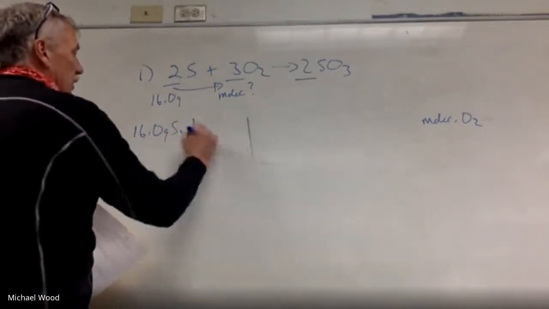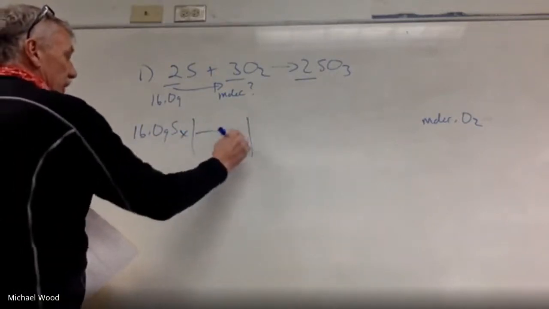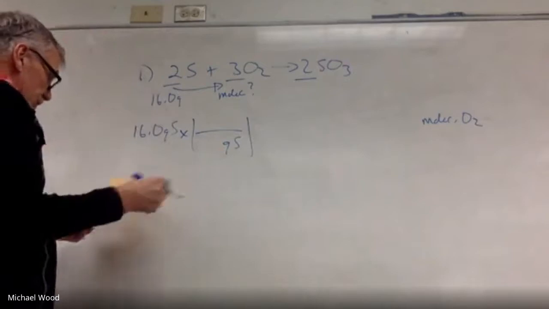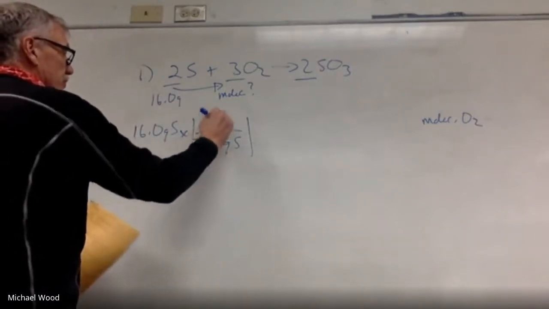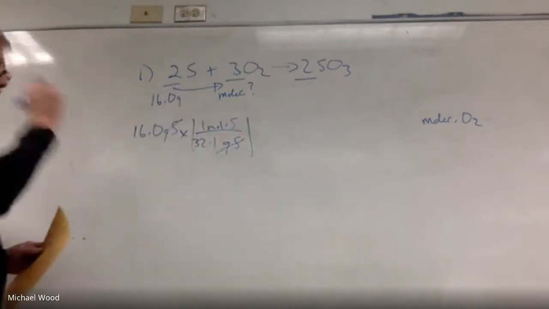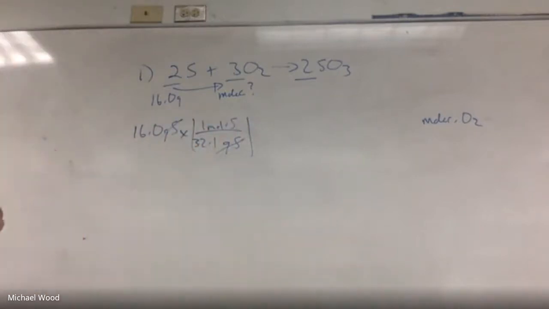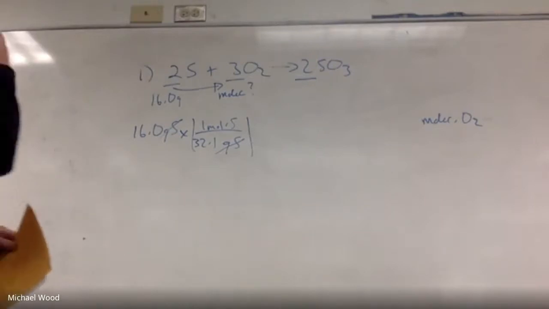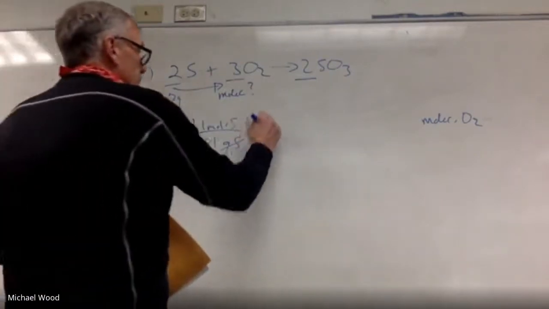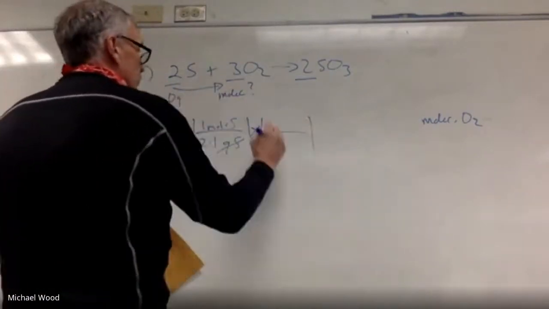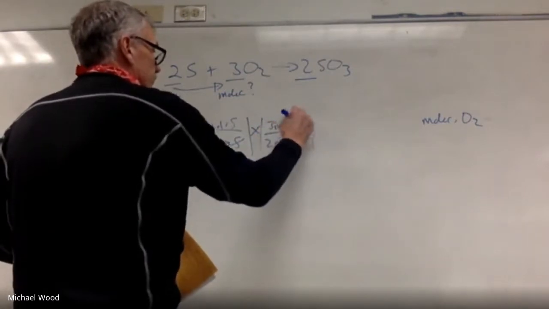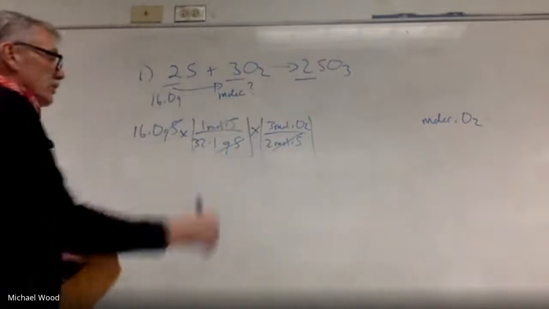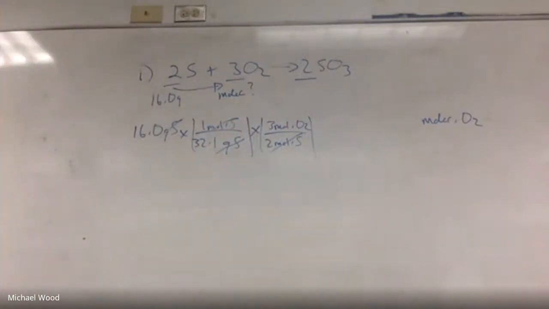So again, what I start with goes on the bottom. And if I look up sulfur, sulfur is 32.1. So what I do in step 1 is I got to get it into moles. If it's not in moles, I've got to get it into moles. Now I'm going to do the ratio. So 2 moles of S for 3 moles of O2. Again, what I start with goes on the bottom. So do mole to mole.